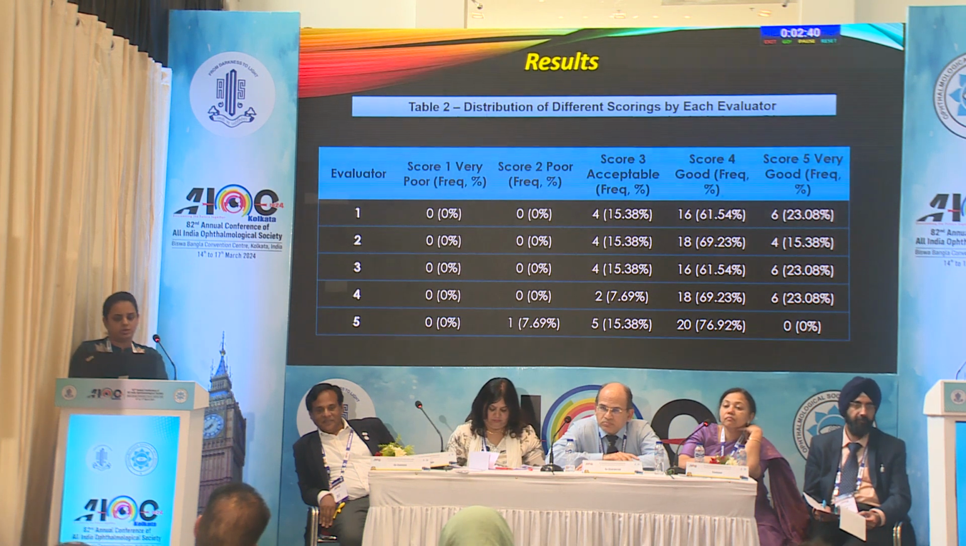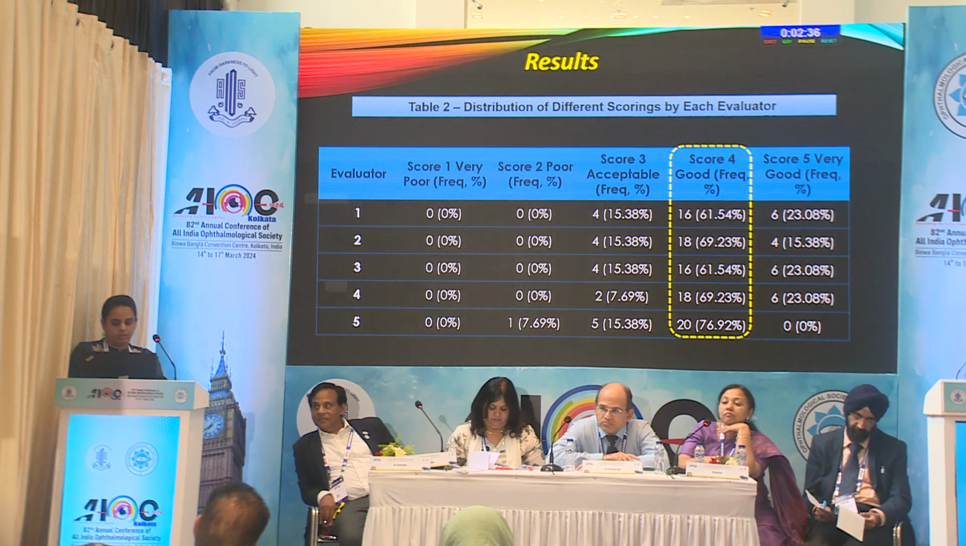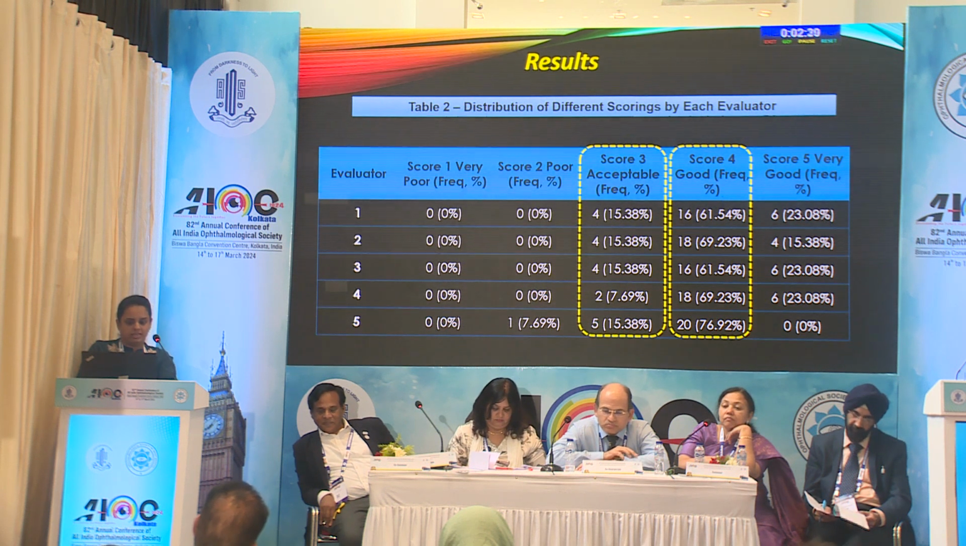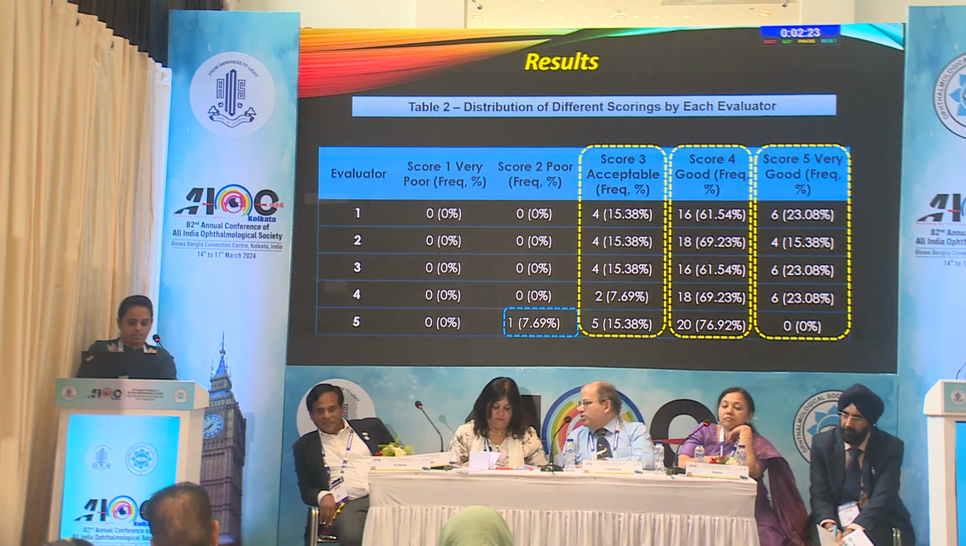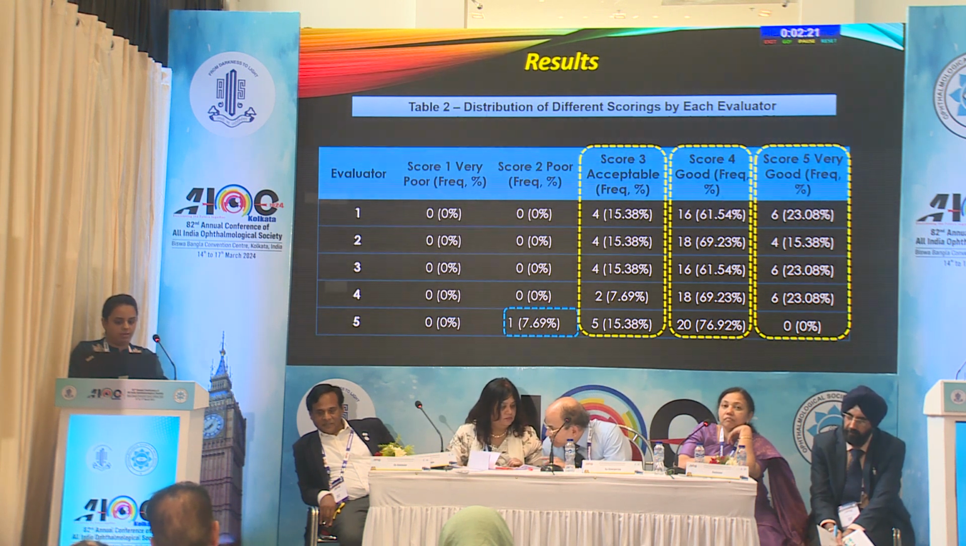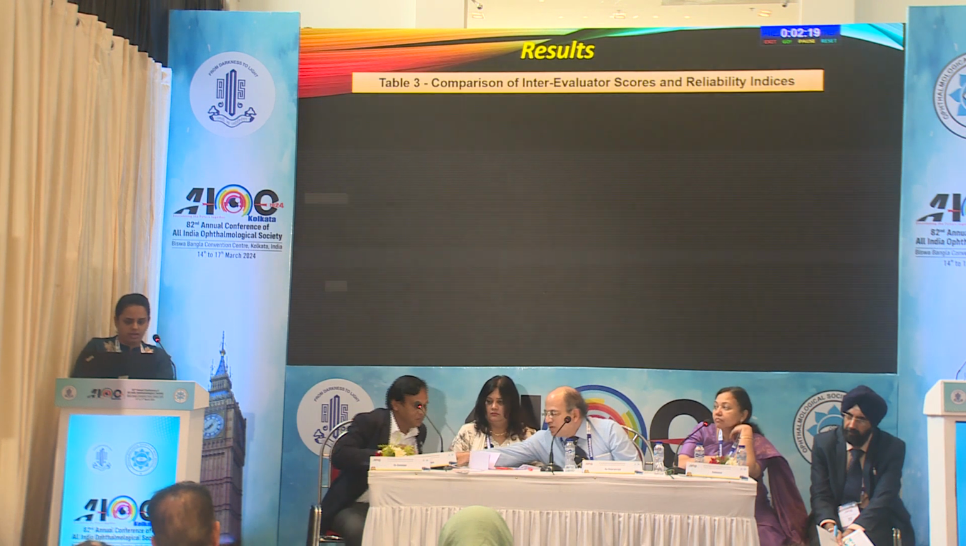So this is the table showing distribution of different scorings by each evaluator. The majority of the questions received a score of 4, that is, good responses, followed by score 3, which showed an acceptable but incomplete answer to the questions, followed by score 5, and one question received a score of 1, that was a very poor response by one evaluator.